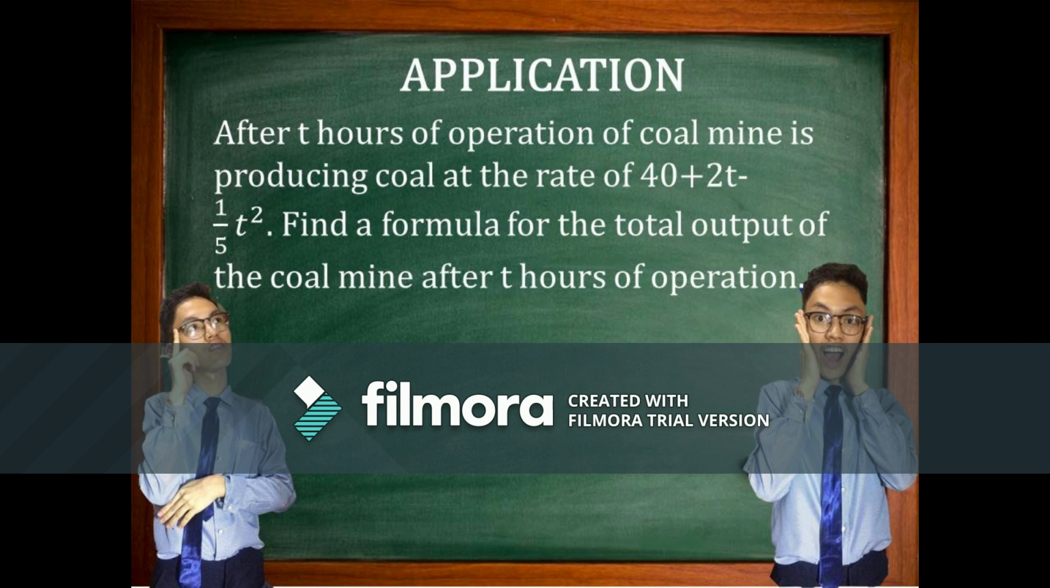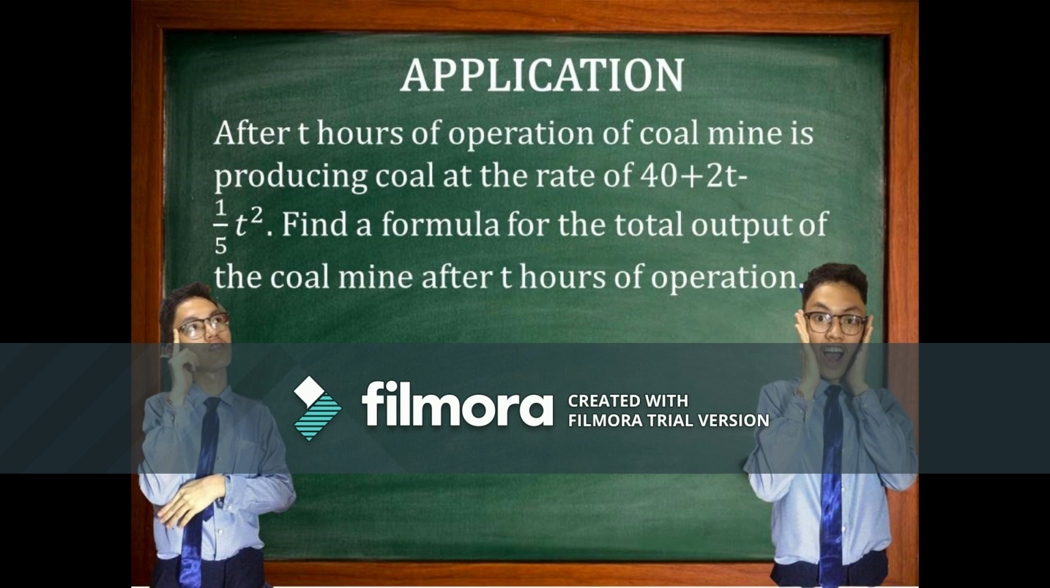Recall, whenever you would see the word rate in a problem, you should automatically think derivative. Well, the situation is similar here. Only this time they give us the rate, or the derivative. So in order to find the formula for the total output, all we need to do is take the antiderivative of the formula that they gave us.